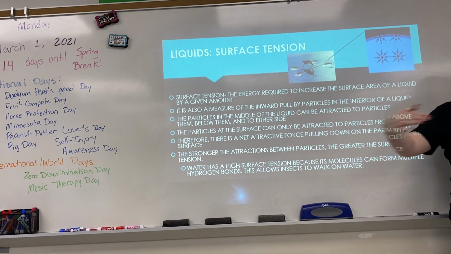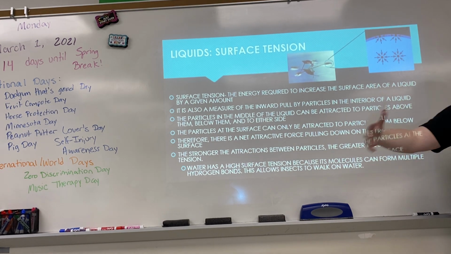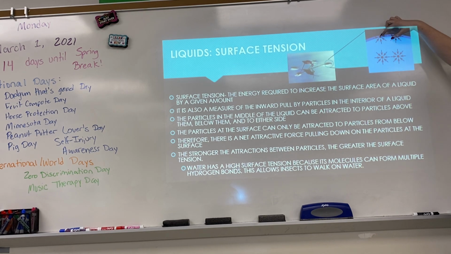So you have all of these water molecules forming this barrier on top. These molecules are being pulled down and squeezed into or closer to these ones.